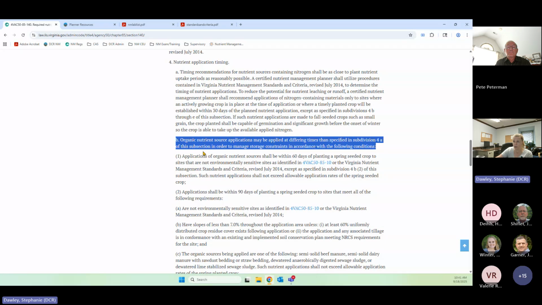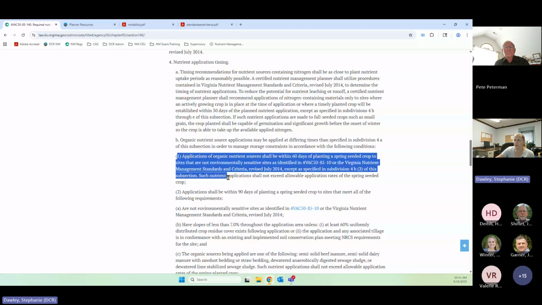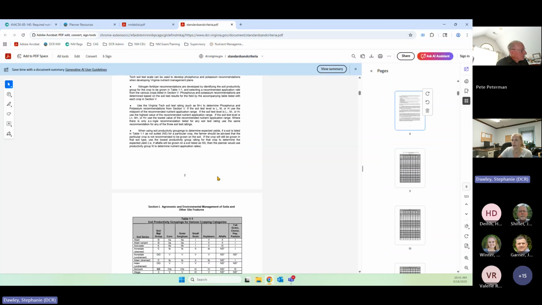But if you have organic sources, applications of organic nutrient sources shall be within 60 days of planting a spring seeded crop to sites that are not environmentally sensitive. Oh boy, what's environmentally sensitive? Environmentally sensitive soils are listed in the standards and criteria.